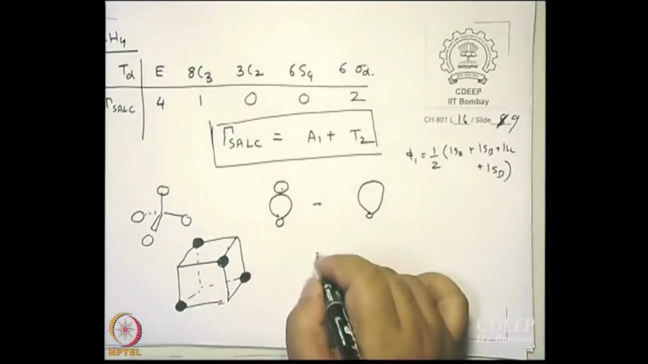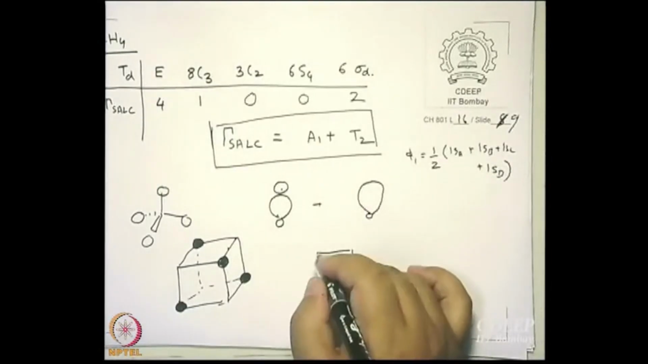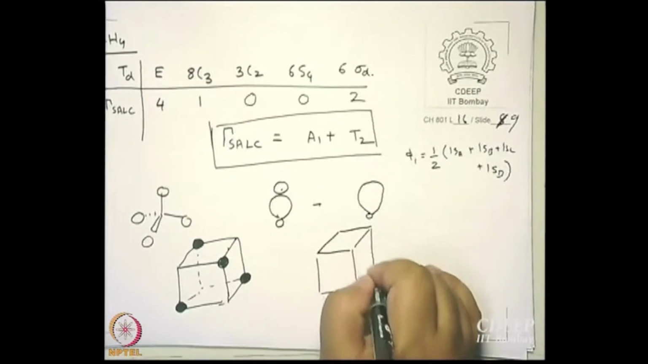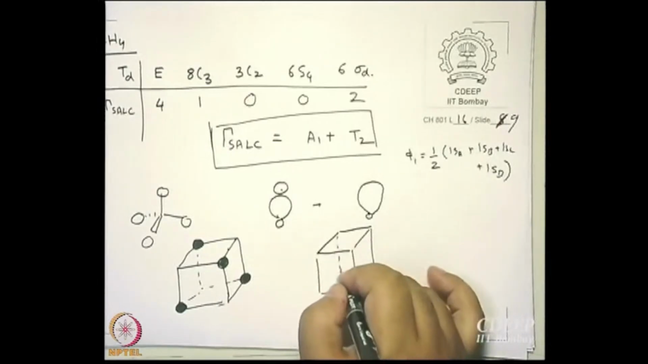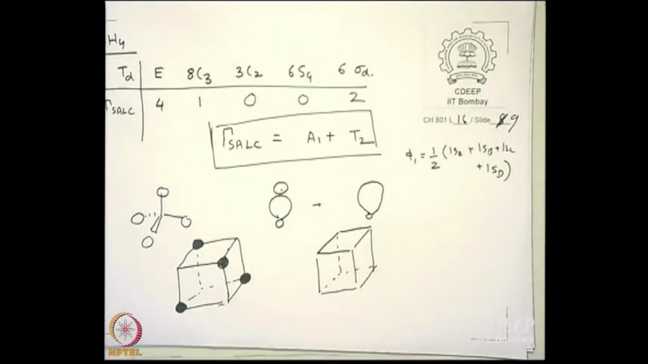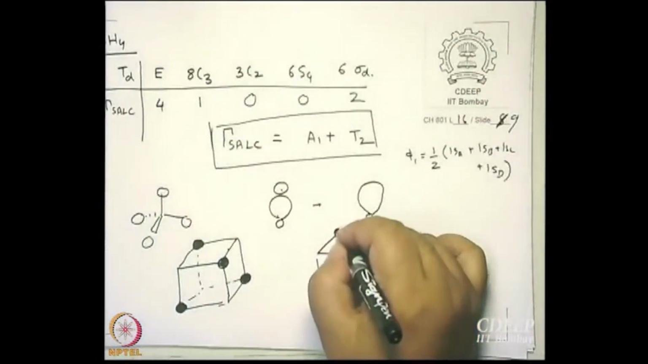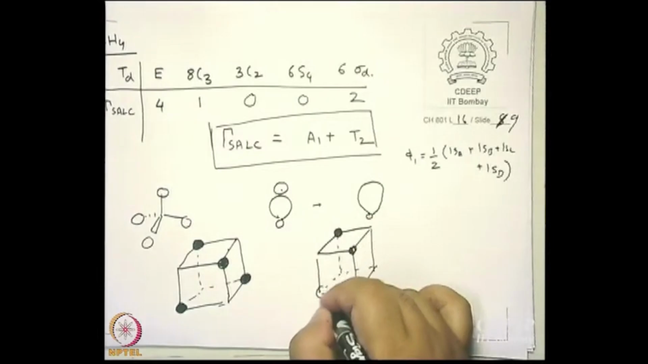That is fairly easy. How do I construct the other one? How do I construct the T2 set? I can think like this: it is triply degenerate. Which symmetry operation is triply degenerate? C2, we have 3 C2s. So, they should be symmetric with respect to C2. So, I can draw like this: these two can be plus and these two can be minus.